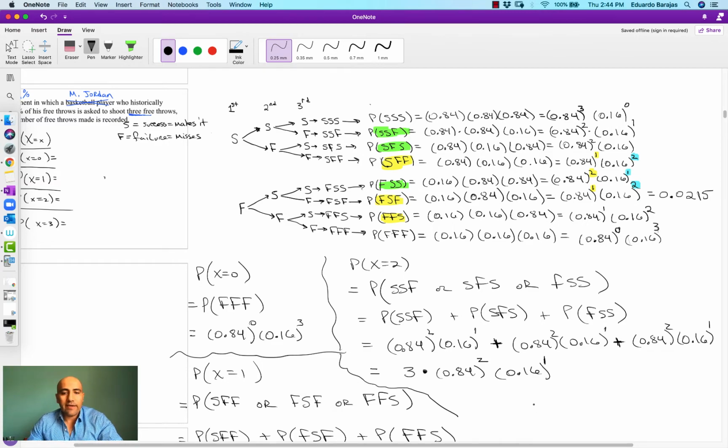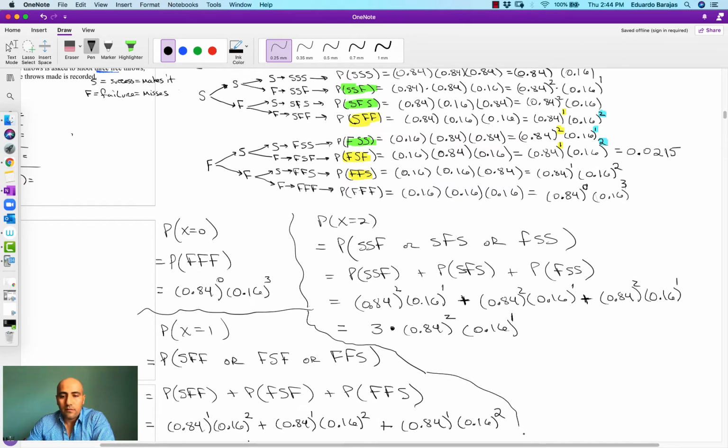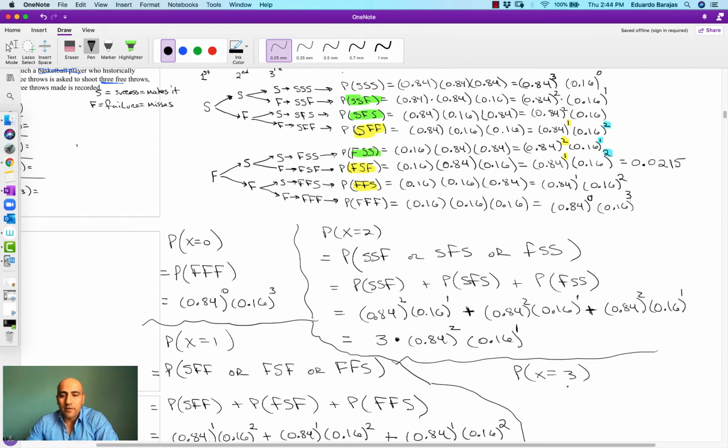Good. Okay, and finally, let's think about the probability that we get exactly 3 successes. So that would be the probability that x equals 3. Well, there's only one way that can happen. 3 successes means he makes all 3 of them, and that would be that guy right there. So this is equal to the probability that we have SSS, which is equal to 0.84 to the power of 3.